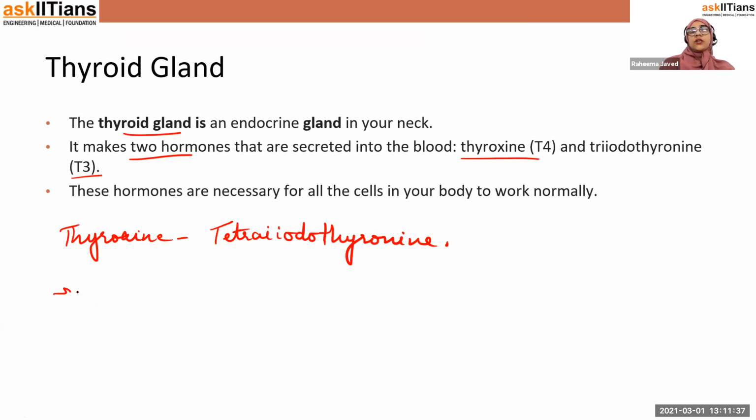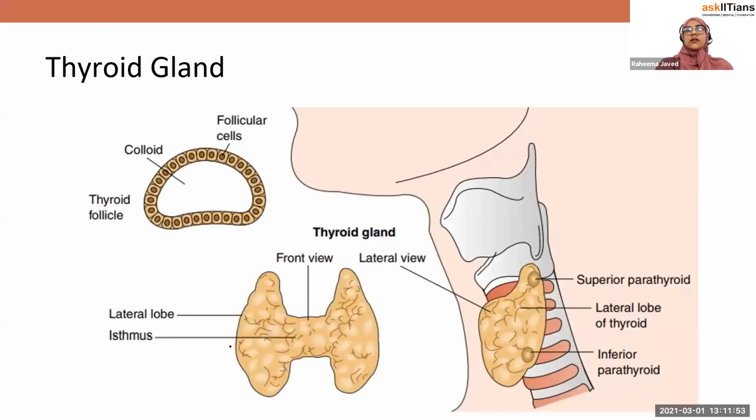Then another hormone is calcitonin. Okay, so calcitonin is there, thyroxine is there, triiodothyronine is there. Okay, this is the diagram. So this is just the thyroid gland. If you look at the section of the thyroid gland, you will see these follicles, which are known as thyroid follicles. Okay, there are C cells, which are the parafollicular cells inside, and they are responsible for the synthesis of calcitonin.